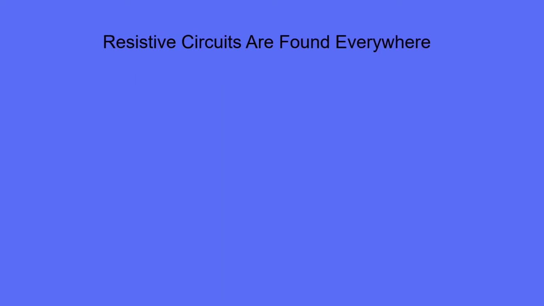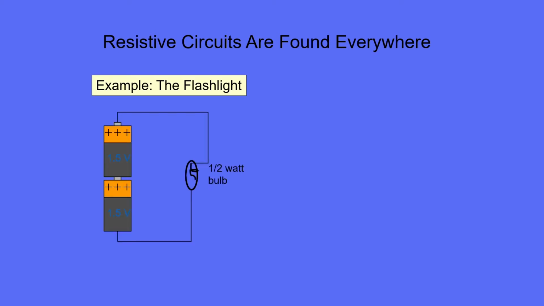Now let's get back to resistive circuits. They're found everywhere, wherever there's electricity. We've already seen one example, the simple flashlight. Here's the physical circuit. Two 1.5 volt flashlight batteries connected in series for a total voltage of 3 volts, connected to a half-watt light bulb.